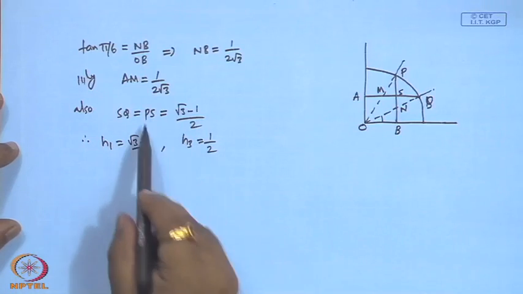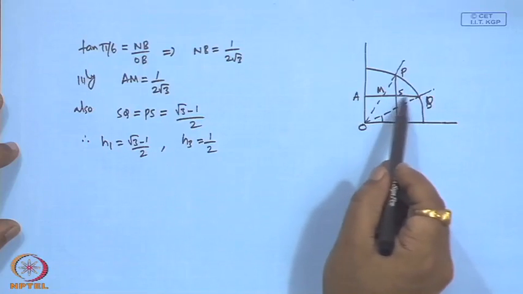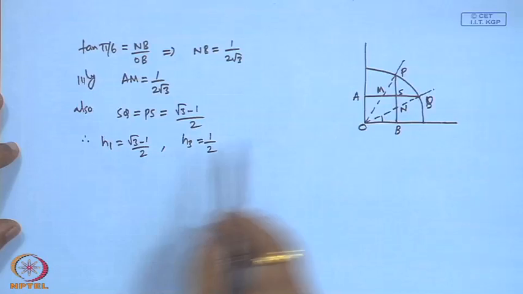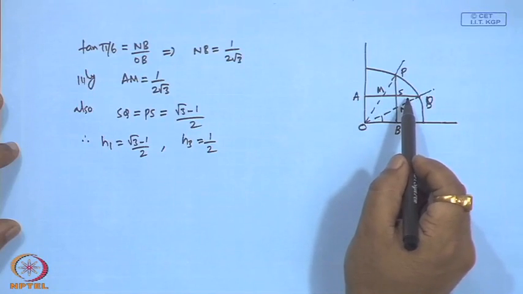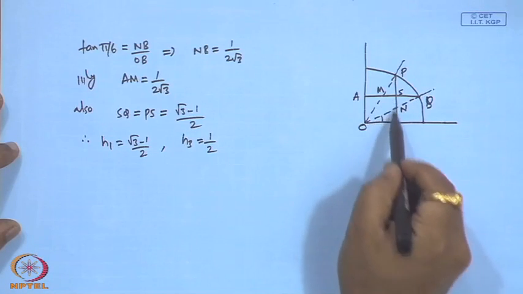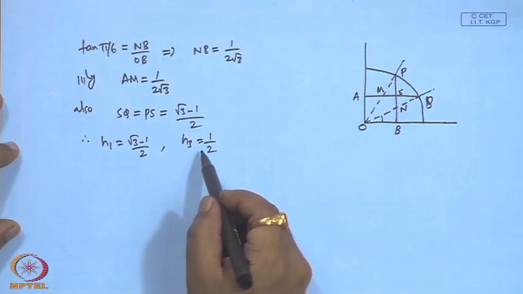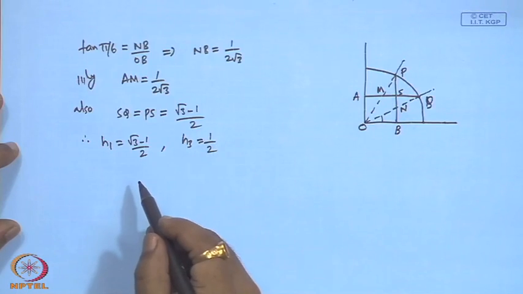Okay. So, these are straightforward. S q, P s, these are equal. Okay. So, this is H 1, then similarly S b and A s, H 3 and H 4, they are half. Okay.